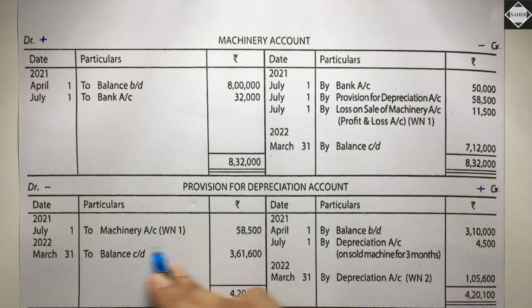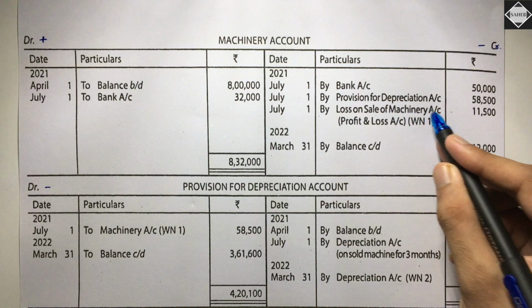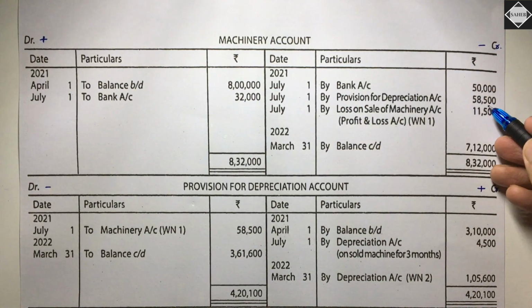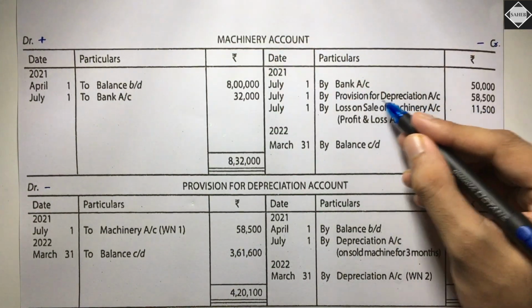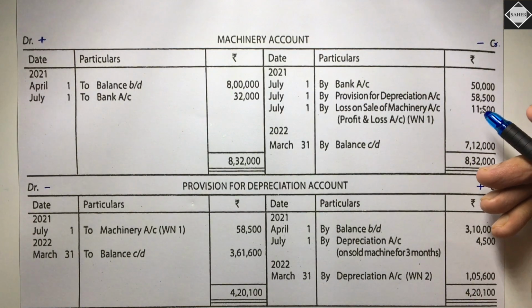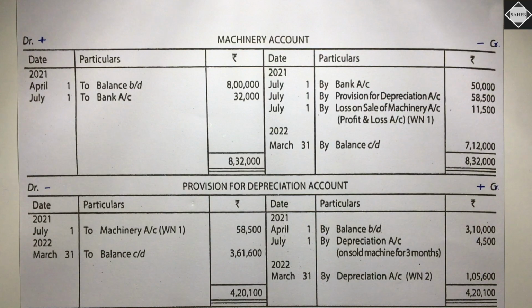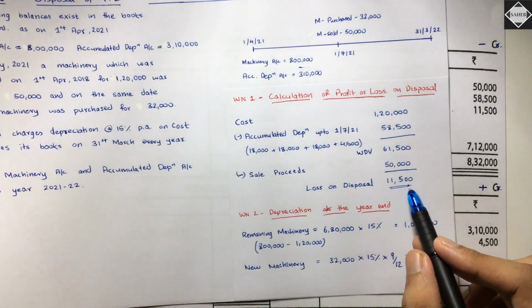So now the cross posting of this will go over here, by provision for depreciation or by accumulated depreciation, 58,500. So the asset account got reduced because of that. Is that clear? The asset account is getting reduced because of that. And then you have to calculate the profit or loss on sale of machinery in the working note. We have already done that. That is 11,500. So you have to record that.